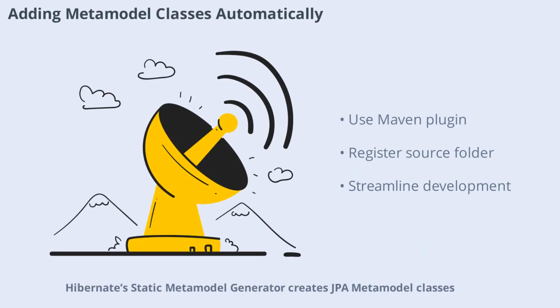Hibernate's static metamodel generator creates JPA metamodel classes, but these are often generated in a directory not recognized as a source folder. To solve this, you can use the build helper Maven plugin in your Maven configuration. This plugin registers the generated directory as a source folder, ensuring your IDE and build tools recognize the metamodel classes. This setup streamlines development, especially when working with type-safe criteria queries and entity graphs.